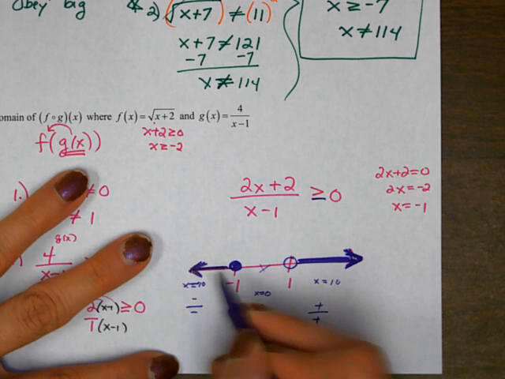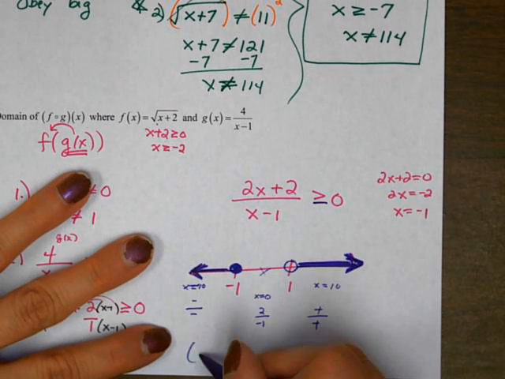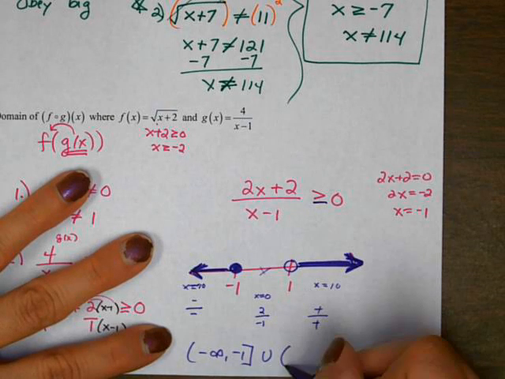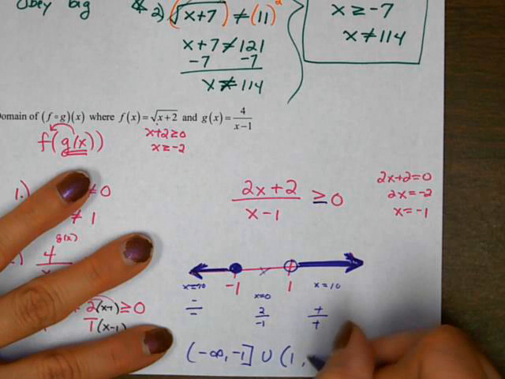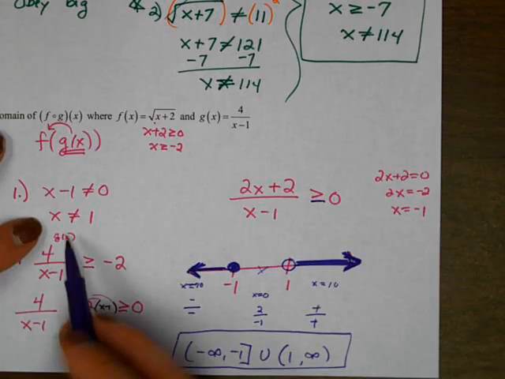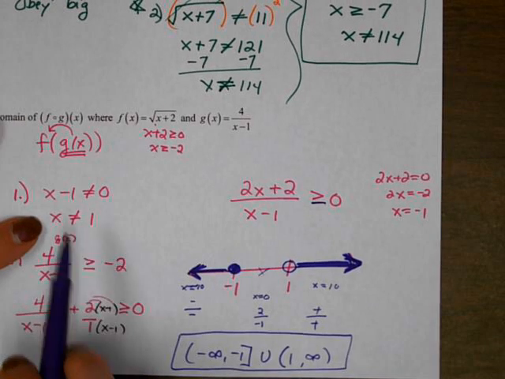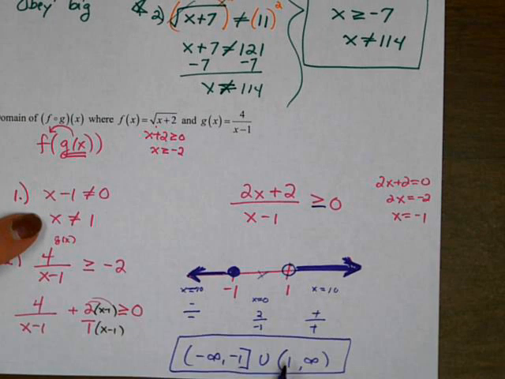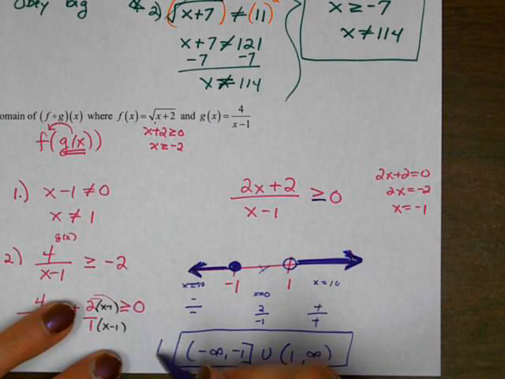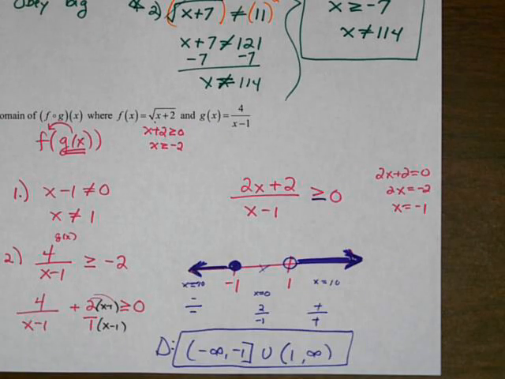So what's the overall domain? From negative infinity to negative 1, and then parentheses 1 to infinity. There's the overall domain. Oh, what about this guy? We have to include him. Do not use 1. Oh, don't worry, I'm not using 1. I put an open parenthesis on him. Okay, and that's a recap of chapter 2.